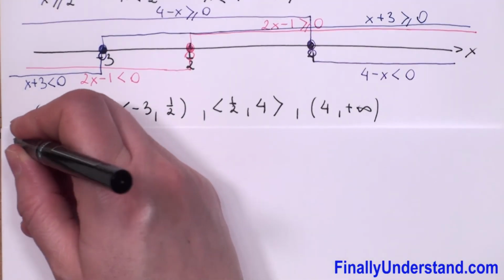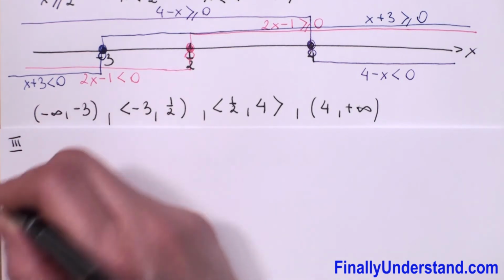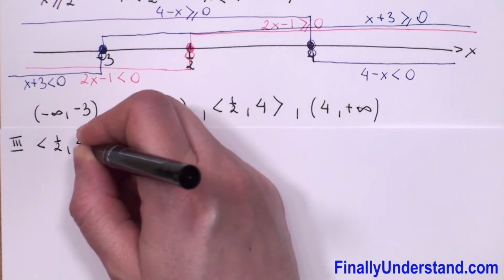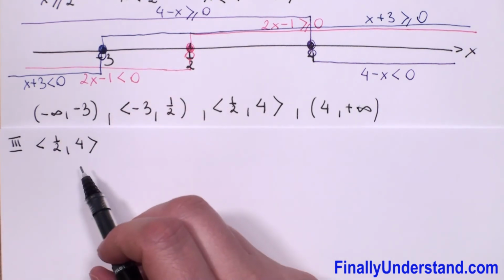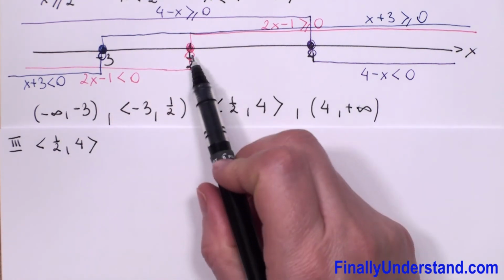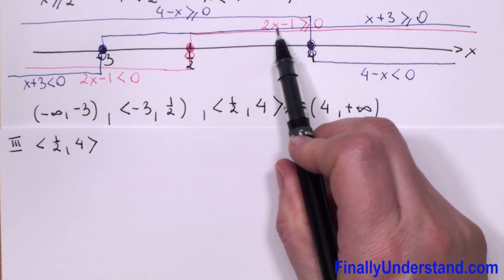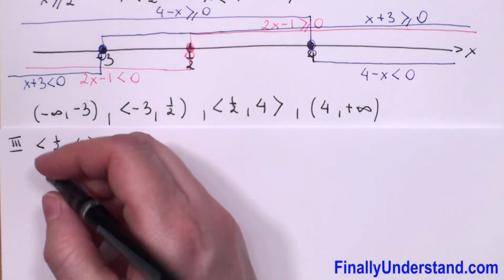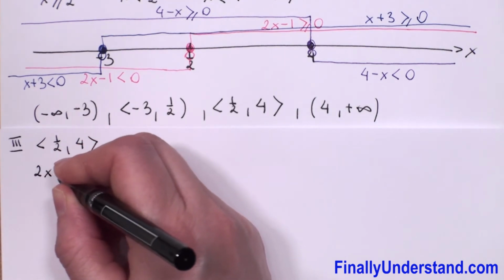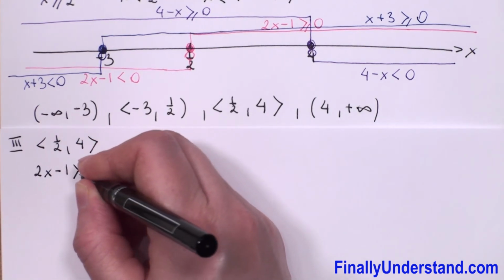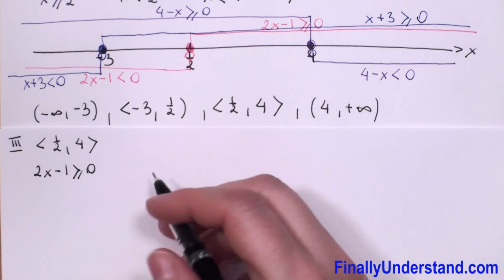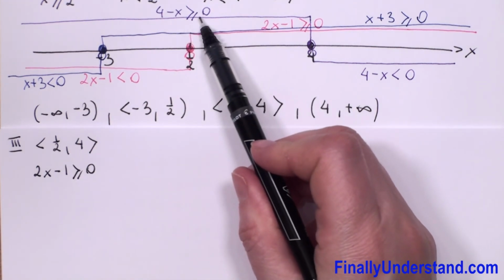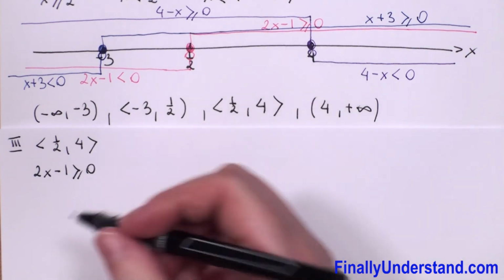Now we have the third case for the interval from 1/2 to 4, closed on both sides. In this interval, we have 2x minus 1 greater than or equal to 0. Let me write this. It's greater than or equal to 0. Next, we have 4 minus x is greater than or equal to 0.